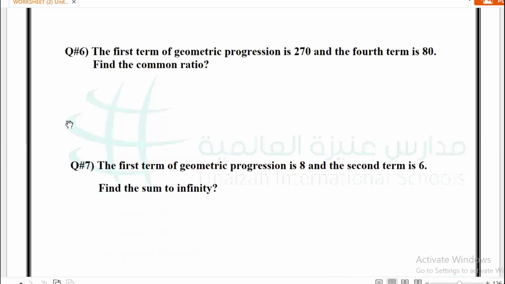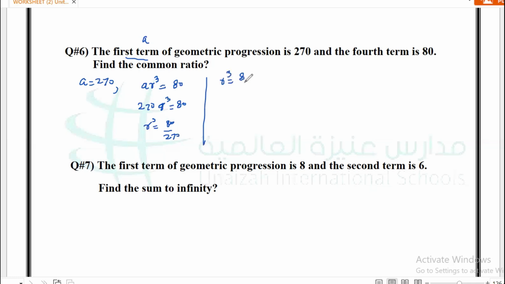The first term of a geometric progression is 270 and the fourth term is 80. Find the common ratio. So remember, the first term a of the geometric progression is 270, and the fourth term represents ar cube equal to 80. So replace the value of the first in the second, that means 270 r cube equals 80. So r cube equals 80 over 270, which is equal to 8 over 27. Lastly, we can say r equals 2 over 3.